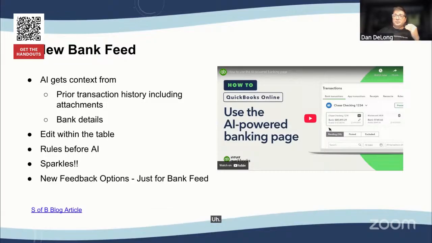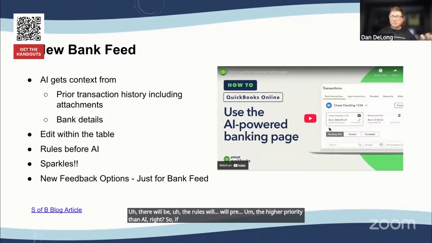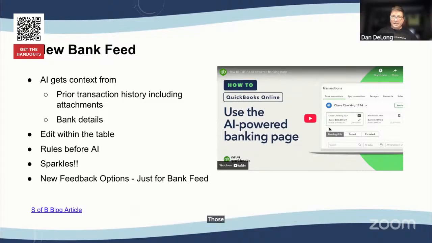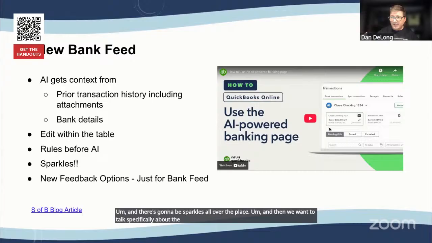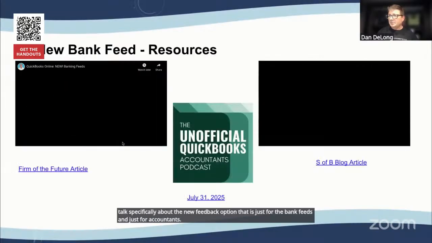There will be the rules, and they're the higher priority than AI, right? So if you've set up explicit rules, those rules will take over before the AI suggestions get in the way. And there's going to be sparkles all over the place. And then we want to talk specifically about the new feedback option that is just for the bank feeds and just for accountants. So we'll talk a little bit about that.